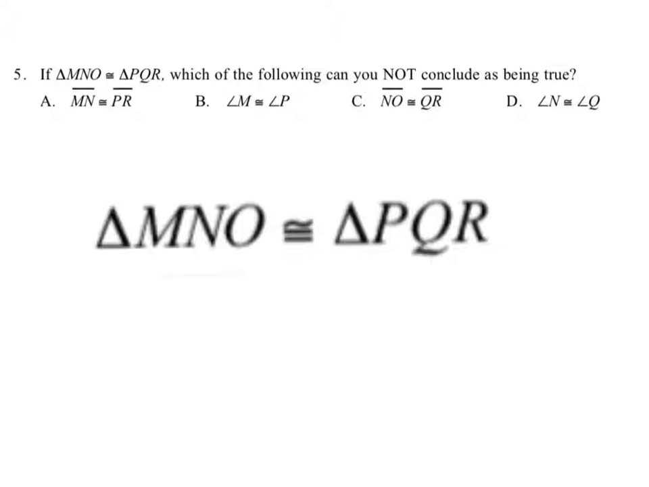Right away, that does not agree with what we know. Okay, so we're going to just mark that for a second and check the rest of them. So let's see. Angle M corresponds with angle P. Yep, that agrees with our congruent statement. NO corresponds with QR. That also agrees with our congruent statement.